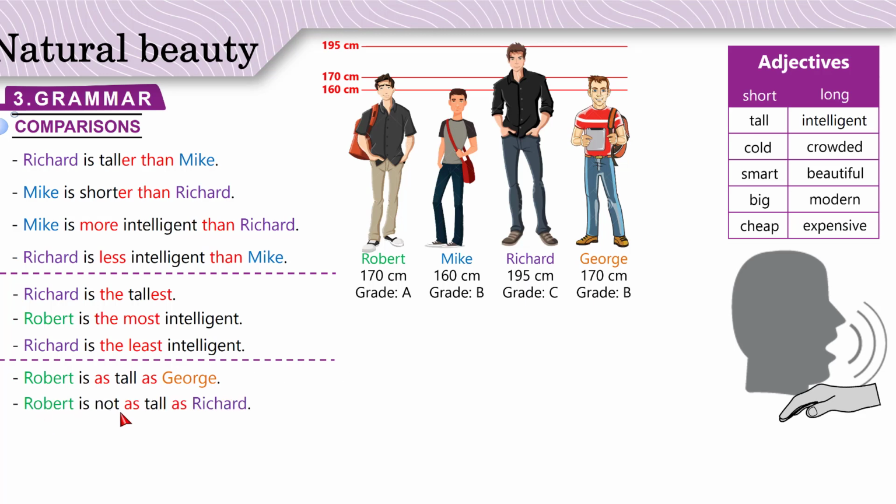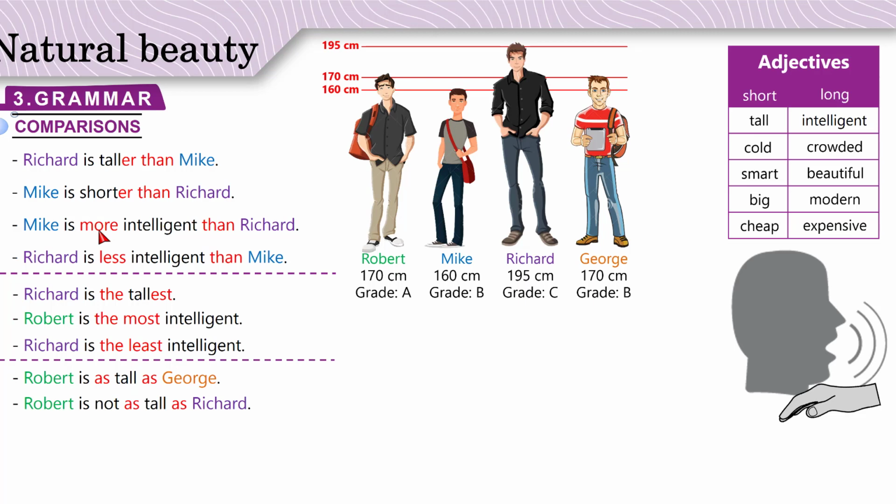Robert is not as tall as Richard. That means he is shorter. Robert is not as tall as Richard means he is shorter. Comparative form, superlative form, and equality.